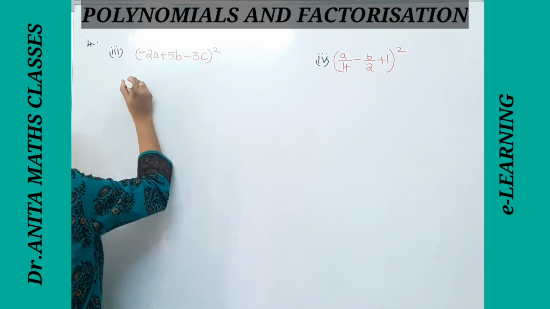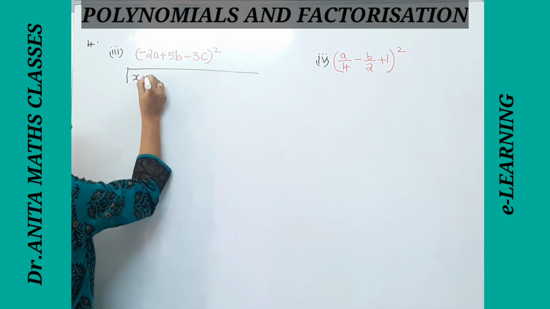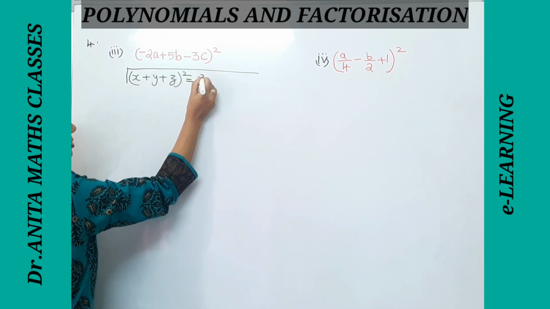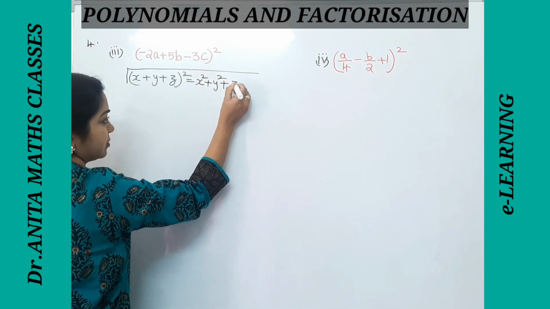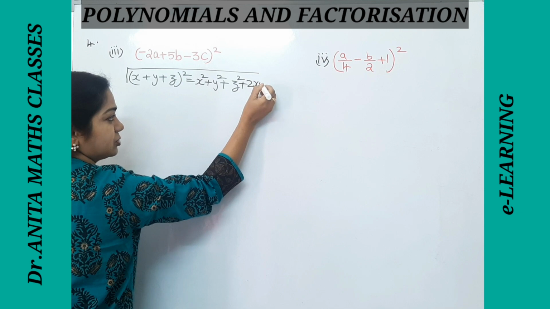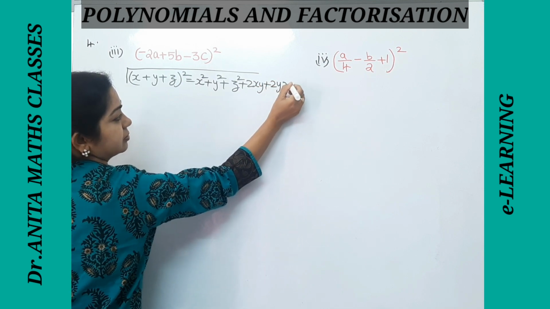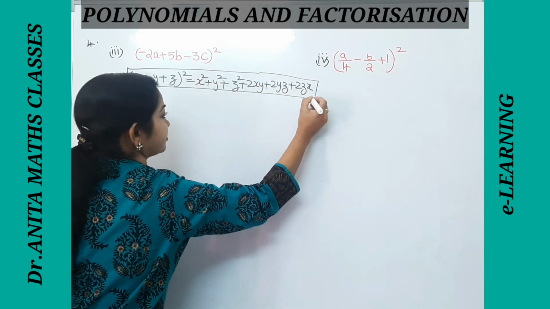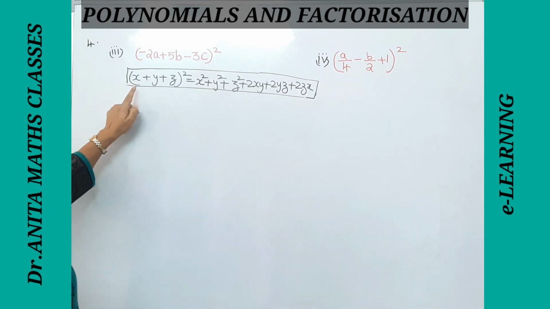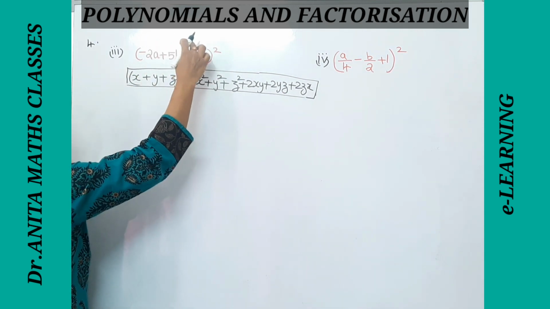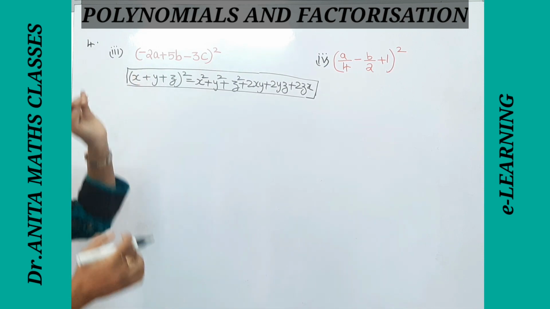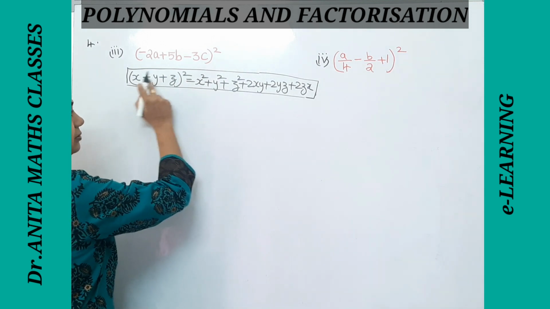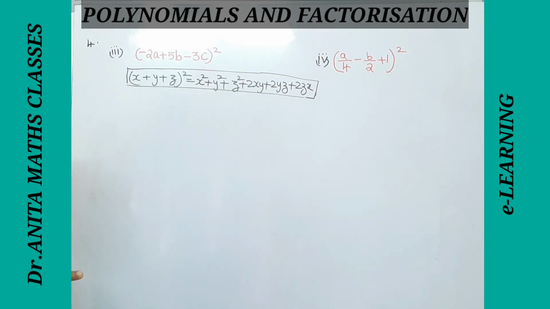Now we will proceed with using the same formula, that is (x + y + z) whole square equals x square plus y square plus z square plus 2xy plus 2yz plus 2zx. Right, the same formula. Here, we will substitute. Though they are having negative signs in the question, we have to consider them along with the negative sign as one term, because in the identity we have only positive signs.